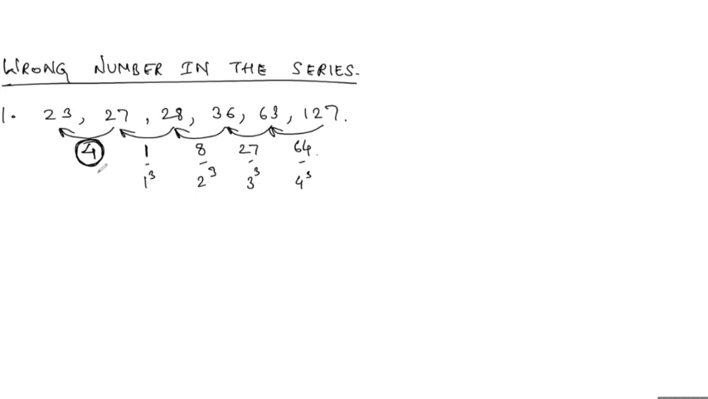Now the pattern has come. What is the pattern? 1 cube, 2 cube, 3 cube, 4 cube. Before 1 cube, what number? What comes before 1? 0. So 0 cube. So in the correct pattern, in place of 4, 0 should come. Okay. So now in the given series, which is the wrong number? In the pattern the first number is itself wrong. So in the series, which is the wrong number?